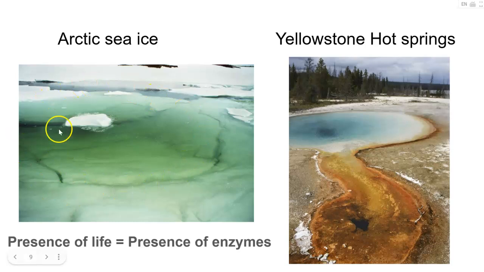We have this green Arctic sea ice. There's probably some sea algae that has adapted, and its enzymes have adapted to really cold temperatures. They're still able to photosynthesize. That's pretty amazing. There are also bacteria and archaea and different organisms that live in the hot springs of Yellowstone. If I put my hand in there, it would be burnt very severely, but some bacteria actually really thrive in these environments.